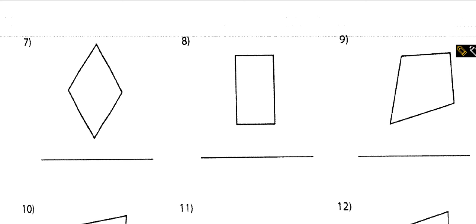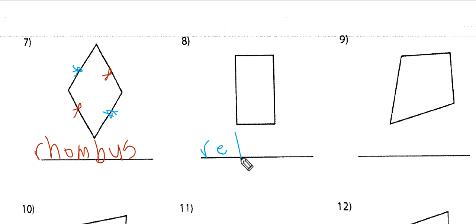7. I think it's a rhombus. You could also call it a what? Quadrilateral or a parallelogram because opposite sides are parallel to each other. See, opposite sides are parallel to each other. Number 8 is a rectangle.